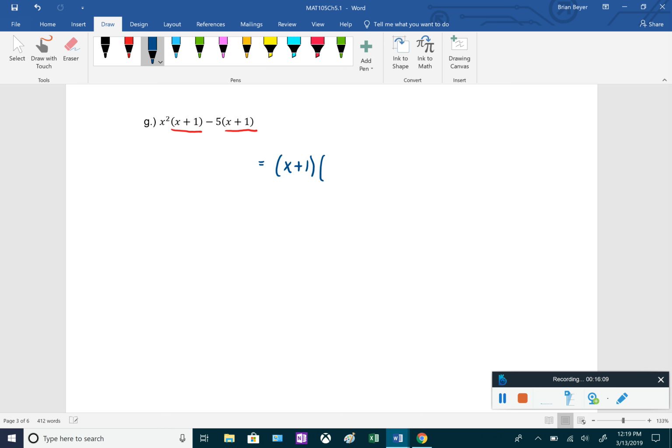And then we're left with, from the first big term, an x squared. From the second one, we're left with negative 5, so minus 5. So that's that one in factored form using GCF. It looks a little bit different with those ones, but it's the same concept.